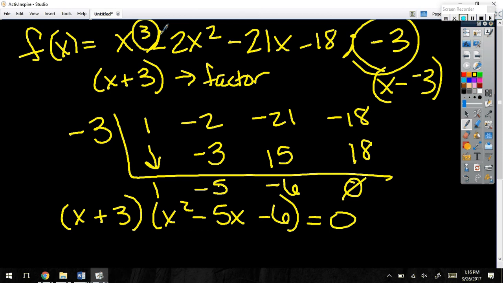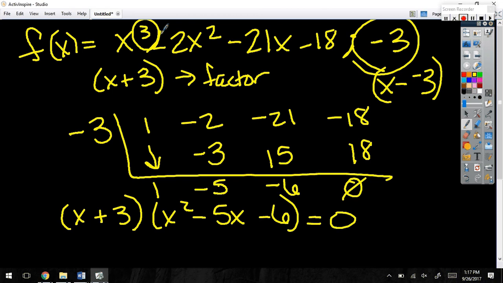So, somebody said, what about like quadratic formula and everything? Well, here's the thing. What if I couldn't factor this anymore? You can't just leave it there. You would have to plug in the quadratic formula, or you would have to complete the square, or graph it and find the x-intercepts.